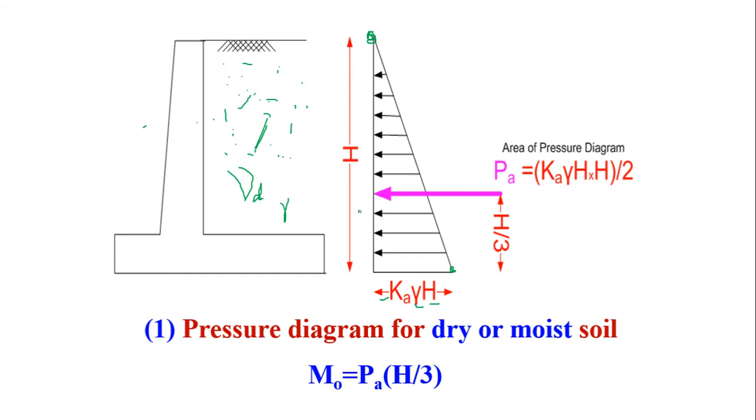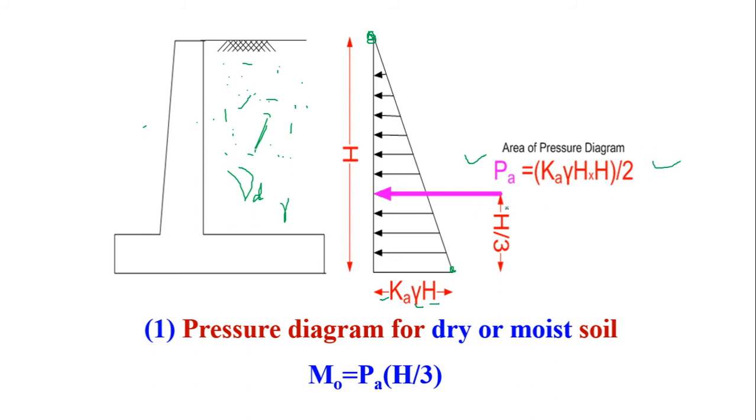So this is the pressure distribution diagram, a triangular pressure distribution diagram, K gamma into H. If we convert that pressure to a force, the pink color is shown for PA, the active pressure force. That force is nothing but the area of this triangle: half base K into gamma into H, into height H, so we get H square. This will give us the PA force.